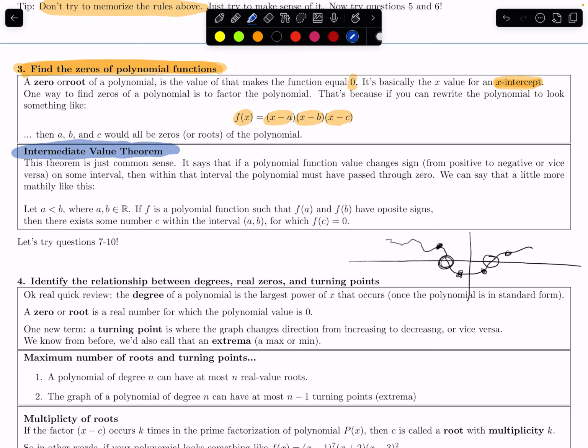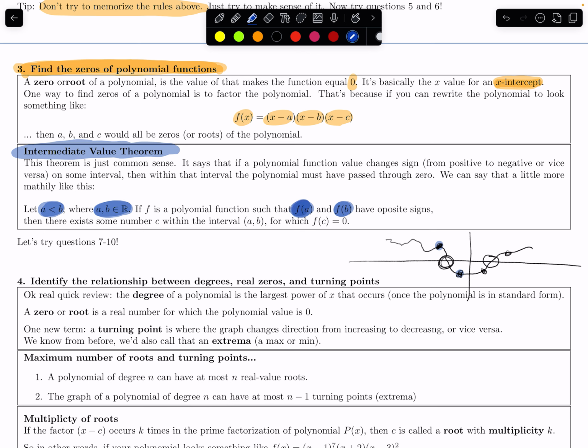Okay, here's the more mathy way to say that exact same thing. It says, okay, let A be less than B. Okay, that just means A is to the left of the B, right? And they're both real numbers. That's all this is saying. This is fancy math language to say A and B are real numbers. If f is a polynomial function, then f of a, that's the value of the function at a, and f of b have different signs.